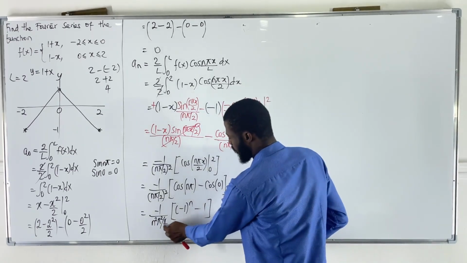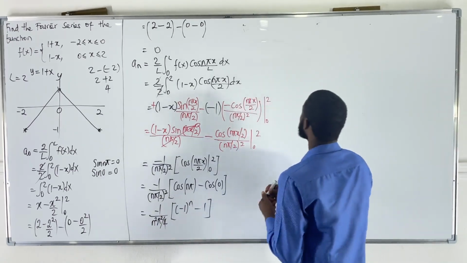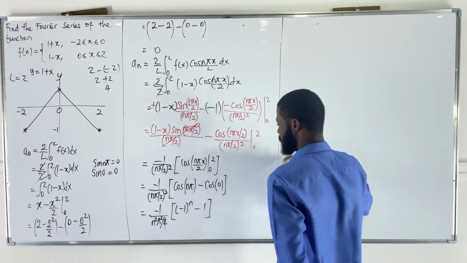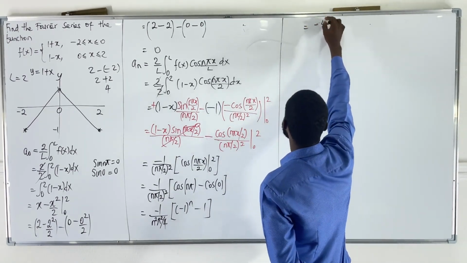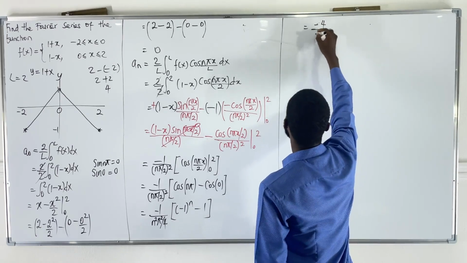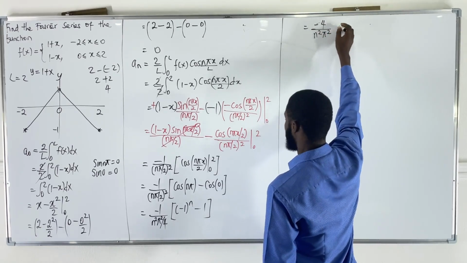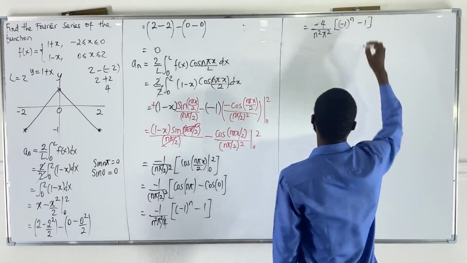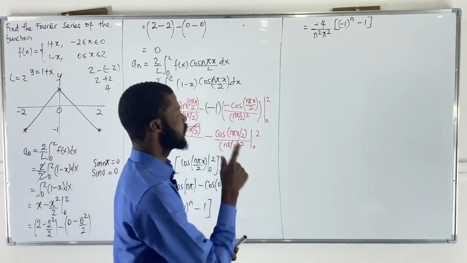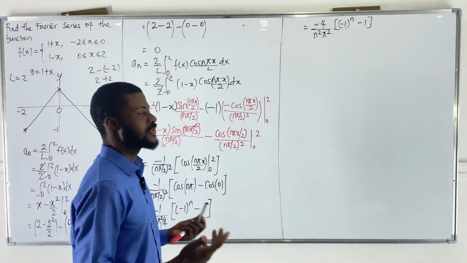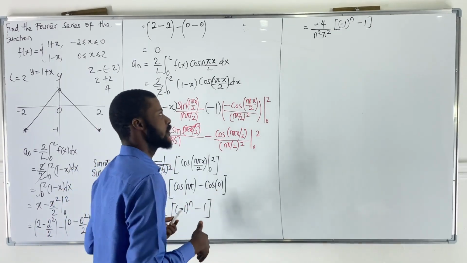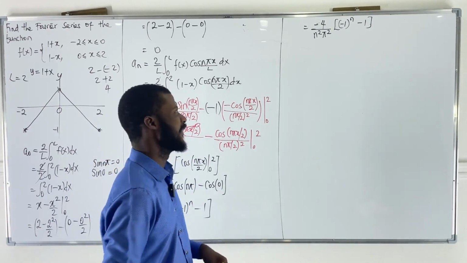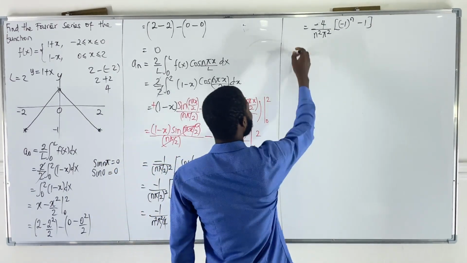So that's what we have. Now this 4 can come to the top. So when that happens, this will be minus 4 over n squared pi squared into minus 1 to the power of n minus 1. Now this bracket behaves in a particular way. Sometimes it's 0. We've done something like this before, but let me just do it again.